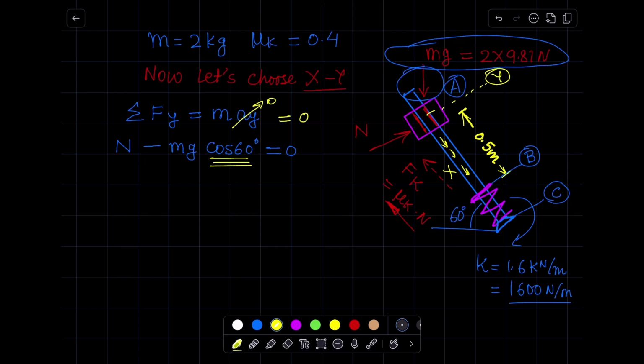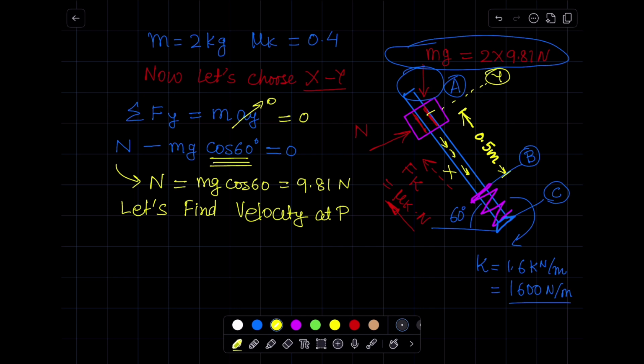And why do we choose cos theta? Because this rod is inclined, so the component of mg will be cos 60. Now we will solve this equation, and we can say that N is equal to mg cos 60. Now put in the values for m, g and theta. You can use your calculator, and the value will be 9.81 newtons for N.